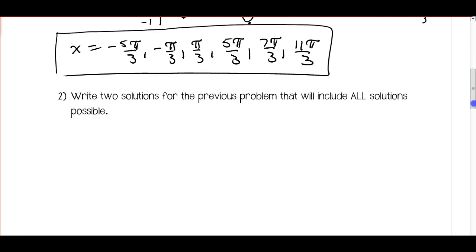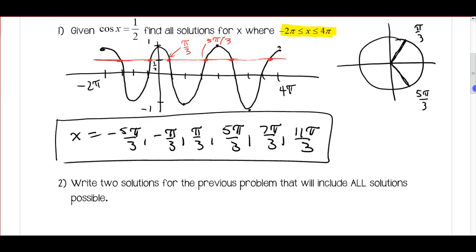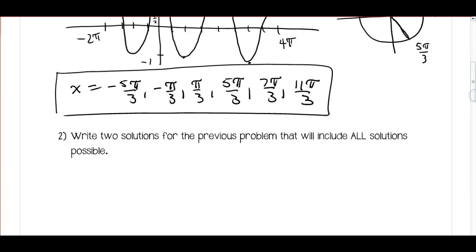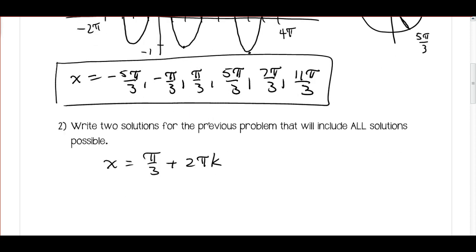Alright, moving on. If we want to just write 2 solutions for the problem that include all solutions possible, so we're looking for the general solutions now, it's a little bit simpler. We would just need x is equal to pi over 3 plus 2 pi k. Okay, that will give us all the ones that end up in that first quadrant spot. So all of the ones that are on that decreasing part of the curve. And then we need the ones that match up with the one in the fourth quadrant, so that would be 5 pi over 3 plus 2 pi k.